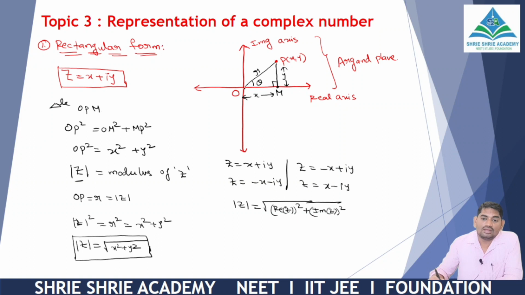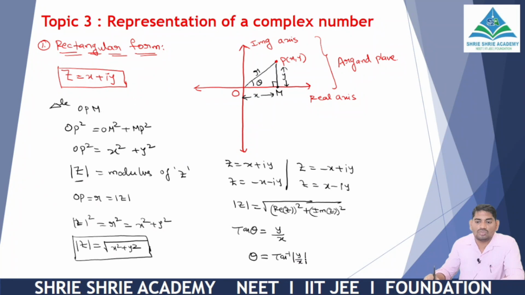Then see here, in this right angle triangle OPM, theta is the semi-angle which it makes with the real axis. Suppose you want to find tan theta from this right angle triangle, so what is tan theta here? Opposite side divided by adjacent side. So we get y upon x. Then theta is equal to, transposing the tan to the right side, tan inverse of mod y by x.